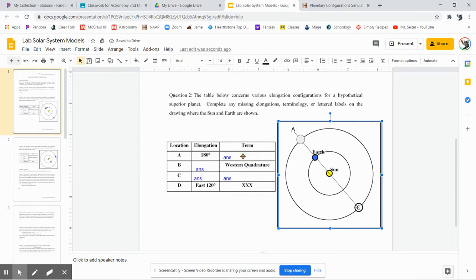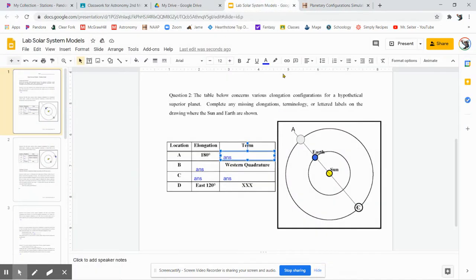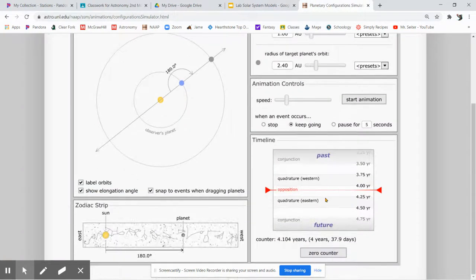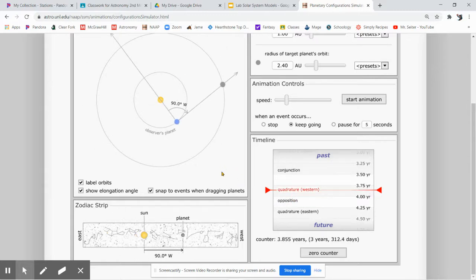So what is this term called? Let's go back here. It is called, boom, opposition right here. Opposition. So we're going to write that in. Opposition. Western quadrature. Western quadrature. So now that we have this, all we have to do, this is simple. Let's find Western quadrature. Western quadrature right there.